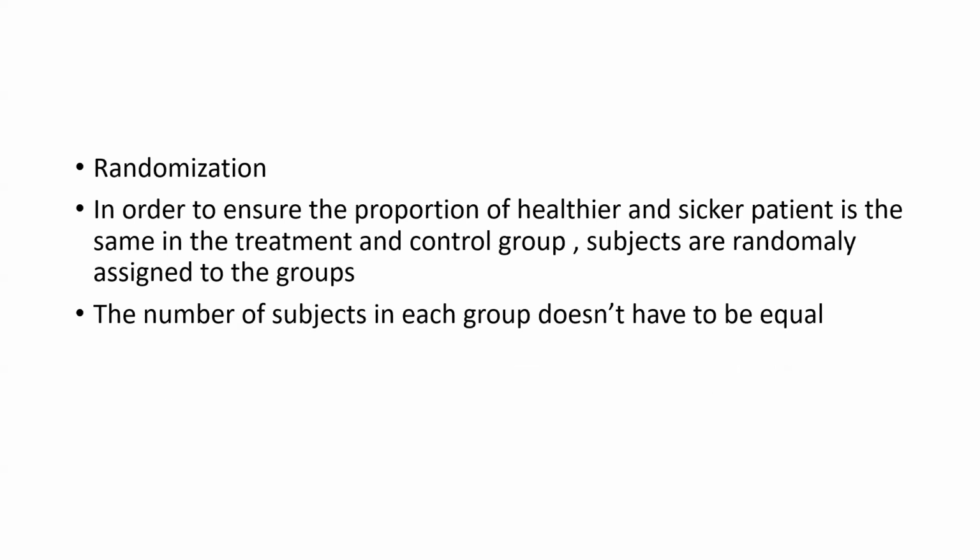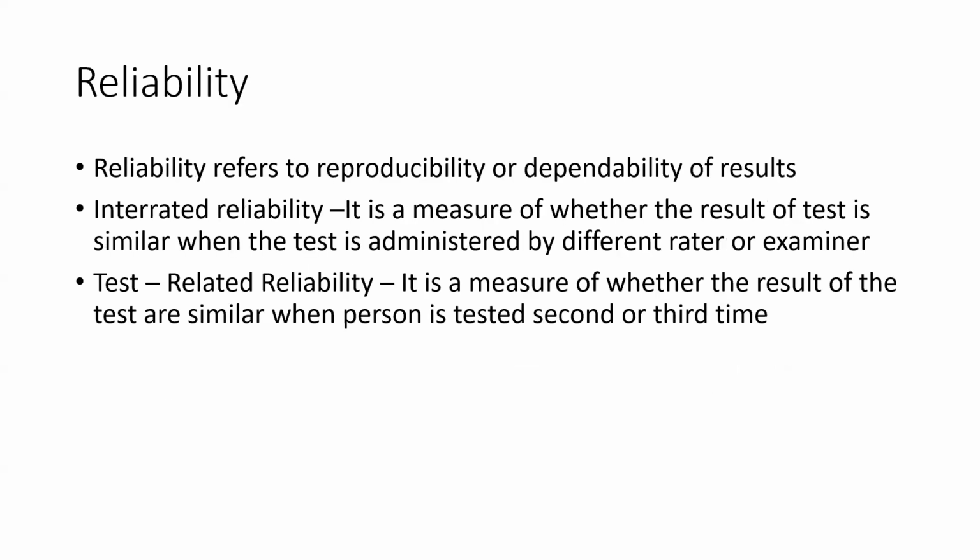Then the next is randomization. In order to ensure the proportion of healthier and sicker patients is the same in the treatment and the control group, subjects are randomly assigned to the groups. The number of subjects in each group doesn't have to be equal.